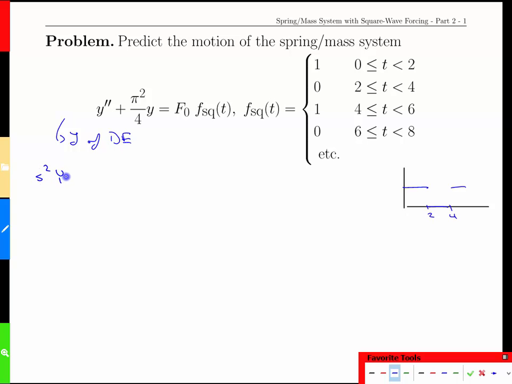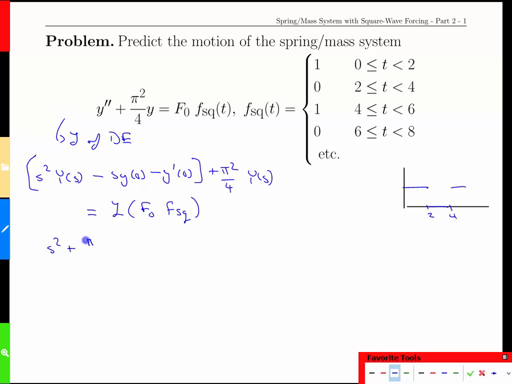We're going to end up with s squared Y(s) minus sY(0) minus Y'(0) plus pi squared over 4 Y(s), and that's going to equal the transform of the right-hand side. So the Laplace of f naught times that square wave. We computed that earlier, so we'll just copy this down as it stands. We had two coefficients for Y(s), the s squared and the pi squared over 4. We're going to start at equilibrium, so both of these other initial values are 0.